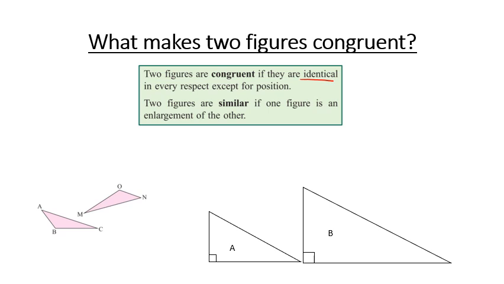Compare this with similarity, where two figures are similar if one figure is an enlargement of the other. So these triangles on my right-hand side are similar because B is an enlargement of A, whereas the triangles on my left-hand side are congruent because they are exactly the same shape, however, they've just been rotated.